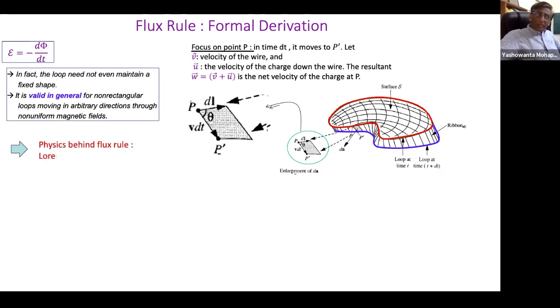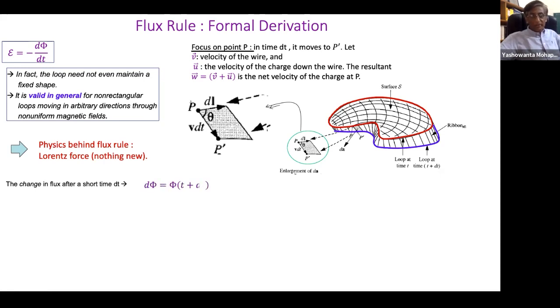But what is important to emphasize is that the physics behind the flux rule is the Lorentz force. It's nothing new. We know the Lorentz force, and this is only taking care of how we can get the EMF out of the Lorentz force because of the motion. All right. So the change in flux after a short time dt, we can always write down as d phi equals phi at t plus dt minus phi at t, and that will be because of the flux only in the ribbon, the phi of the ribbon.